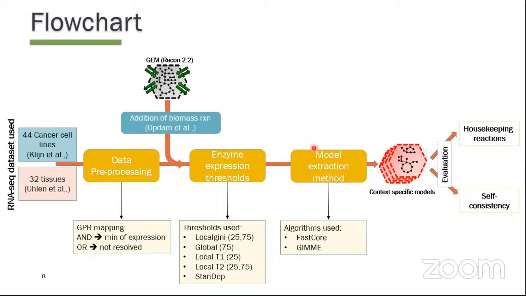And model extraction method: there are several algorithms. We initially tried these 2 algorithms, FASTCORE and GIMME, and after getting the context specific models, they were evaluated based on how well these context specific models were able to recover the housekeeping reactions, and based on the self-consistency. I will define self-consistency later on slides.